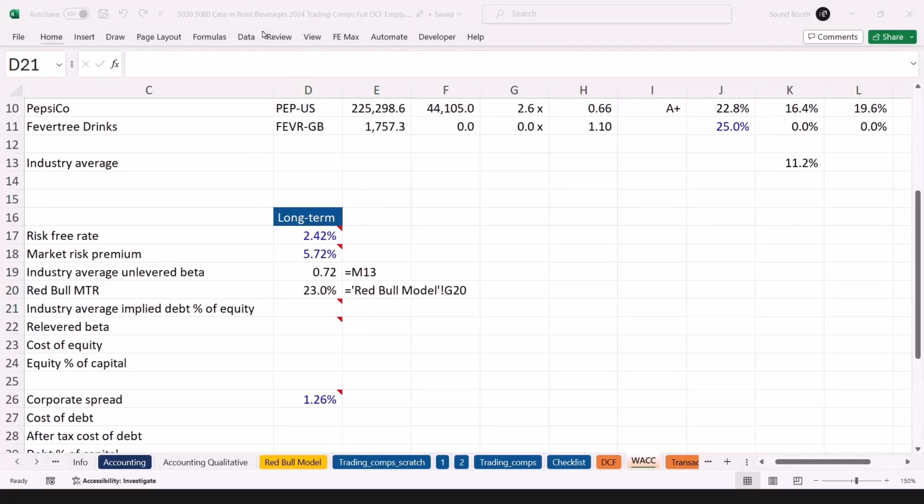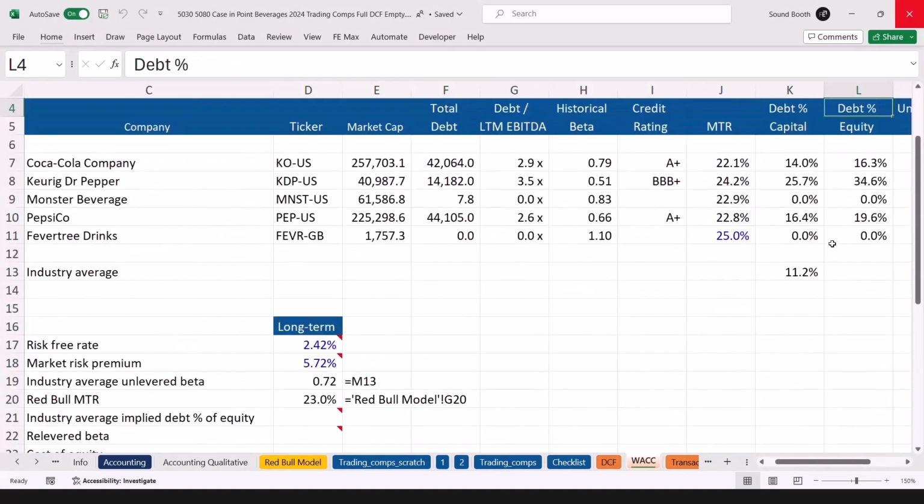Now we need to get the industry average implied debt as a percent of equity. It would be tempting to use the leverage ratios that we've got in the column, which is the industry debt over equity. We shouldn't do that. We need to make sure that our weightings are consistent. And we're going to be using the 11.2% in our WACC weightings. So therefore, I want to convert that into an average debt over equity ratio.